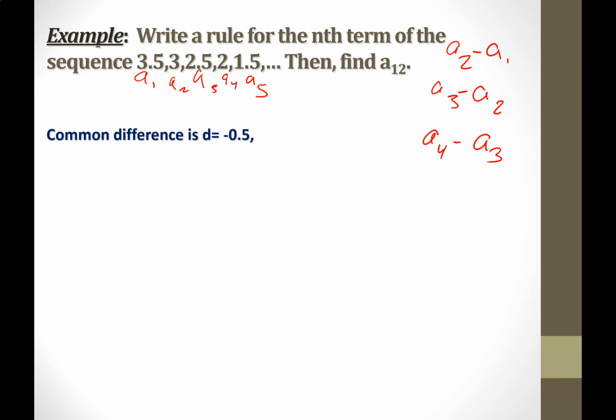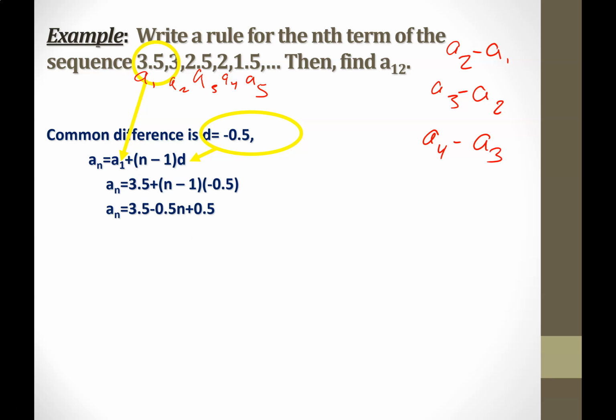Now we're going to put it into our rule so we can come up with a rule for this particular sequence and substitute accordingly. Make sure you substitute your first term and your common difference in there, and then start simplifying everything. So our rule now for this sequence would be a sub n is equal to 4 minus 0.5n.